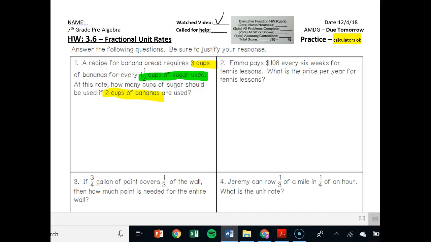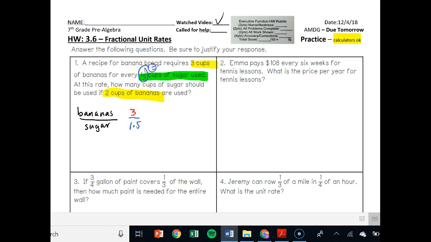So again, this is a key thing, writing down what you're comparing. You're comparing bananas and sugar, right? So for 3 cups of bananas, I've got 3. And then I have 1.5 cups of sugar. Now, you could write that as 3 over 2, or I could just write that as 1.5, right? So 1.5 cups of sugar.